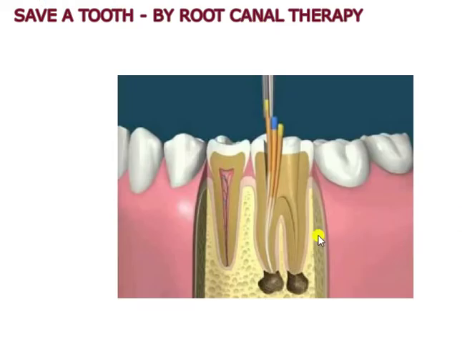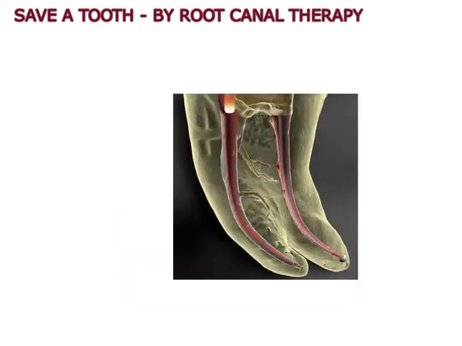And the third step includes filling of the space which remains after removing the pulp. And this is how we will fill the canals with the help of gutta-percha points, which is the root canal filling material, and also with the help of root canal sealer. So this is the picture which is showing the intact and compact filling.